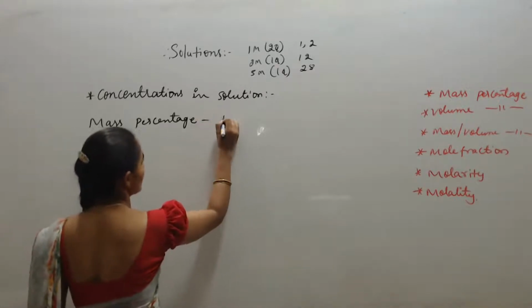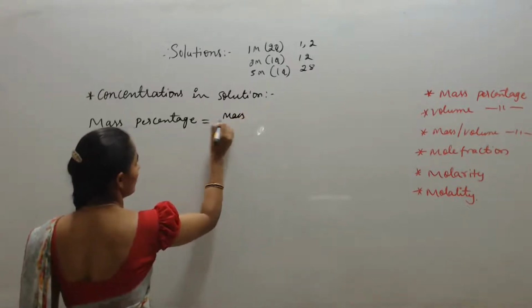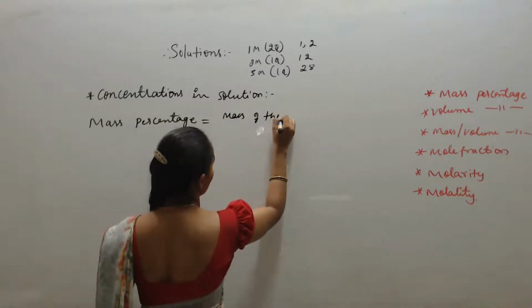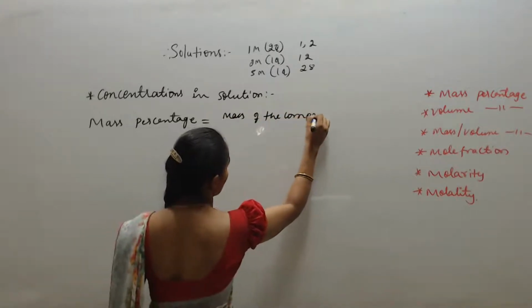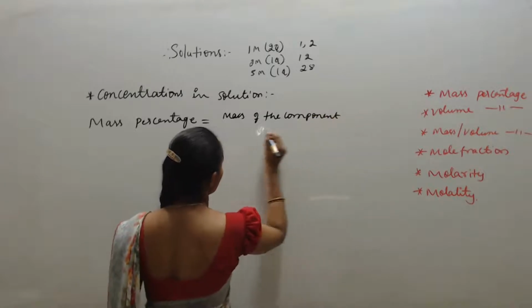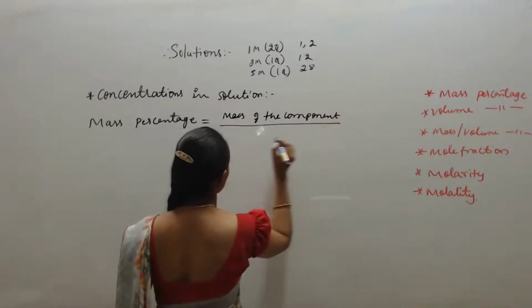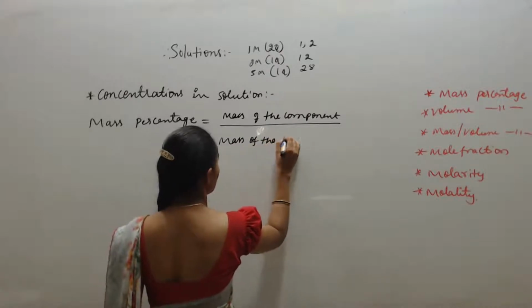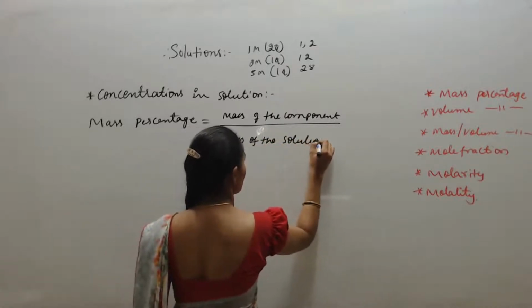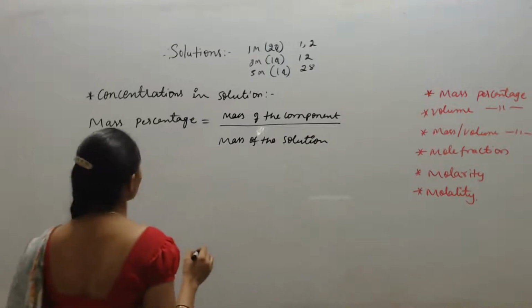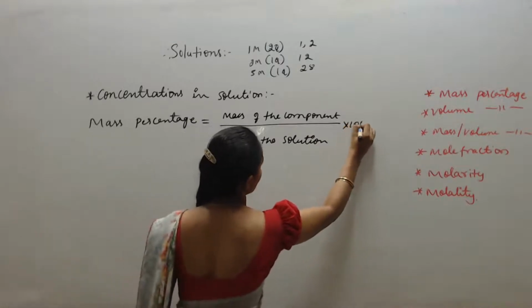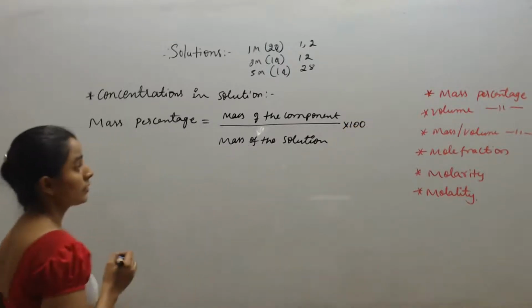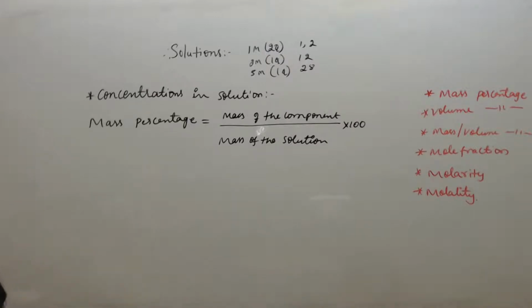So listen, it is mass of the component divided by mass of the solution, into 100%. Mass of the component divided by mass of the solution, into 100%.